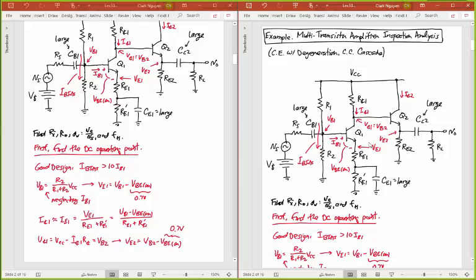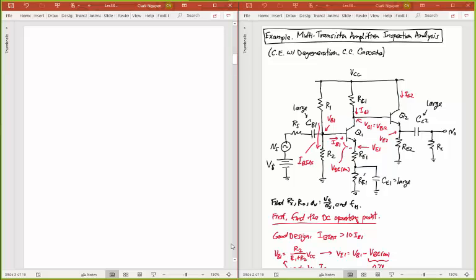IC2 running through Q2. And so to finish this problem off, I guess I'll still do it on the left side so I can keep the circuit there. I can then write that IC2 equals IE2, the emitter current, assuming alpha is pretty much 1, which is then going to be VE2 over RE2. Okay? And so there it is. I've done the DC analysis for this. I've got all the voltages and very specifically I want all the currents, but in the process I've got all the voltages as well.